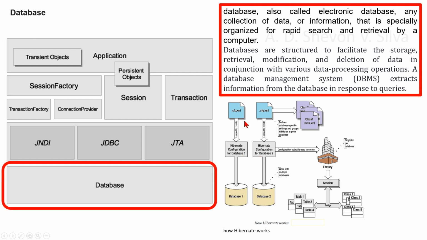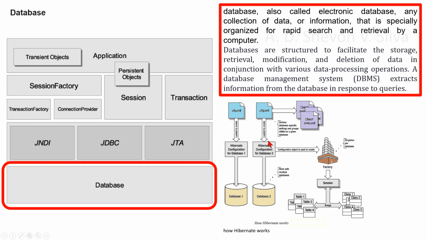Here you can see .cfg.xml. This file is connected to Hibernate configuration for database 1. It is loaded to create, and passed from the .cfg.xml file to the Hibernate configuration data for database 1. Hibernate configuration for database 1 is connected to database 1, and here .cfg.xml is connected to class1.hbm.xml and other similar files. Here it defines the database specific settings and groups HBMs for a given database.